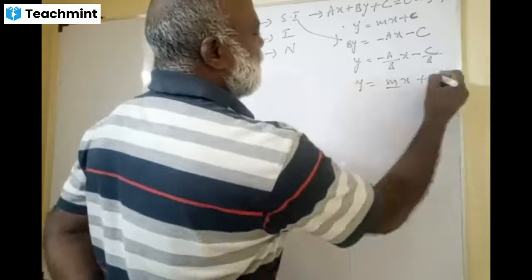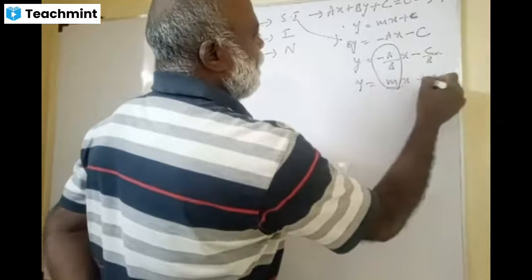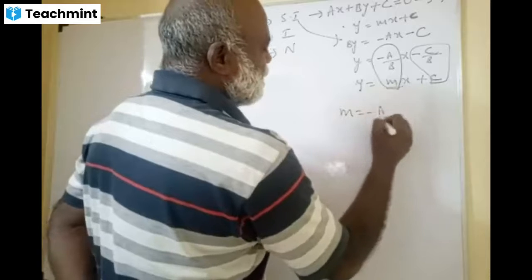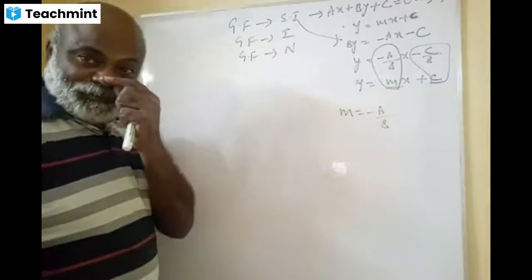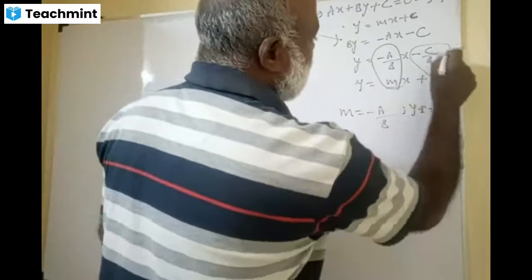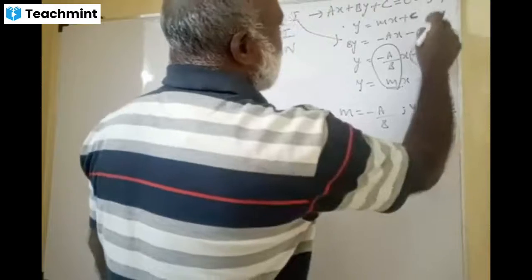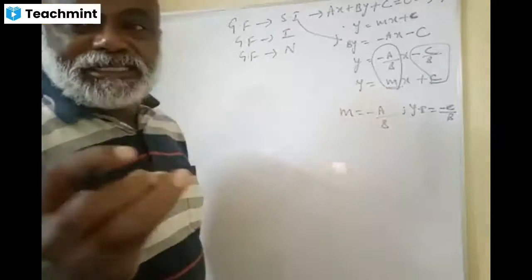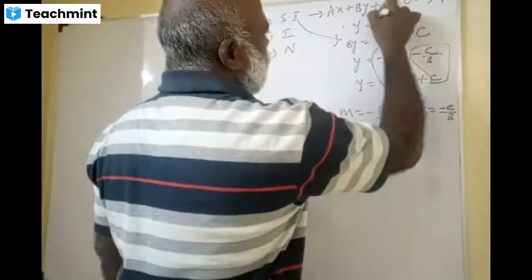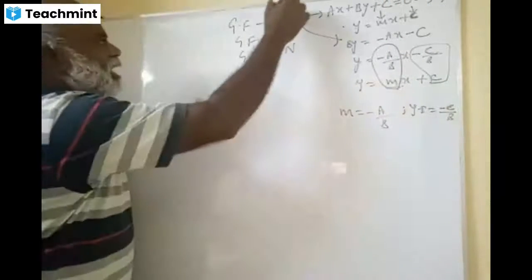So y equals mx plus c, and I compare these two now. M equals what, and c, the y intercept, is what? So slope is nothing but minus A by B, and y intercept equals minus C by B. Try to understand this, dears. In y equals mx plus c, the slope intercept form, we are writing in terms of A, B, C.